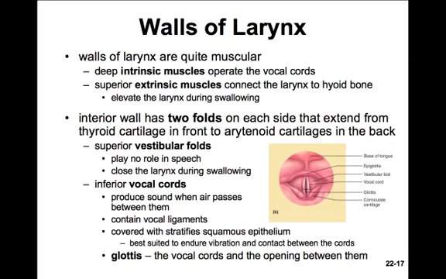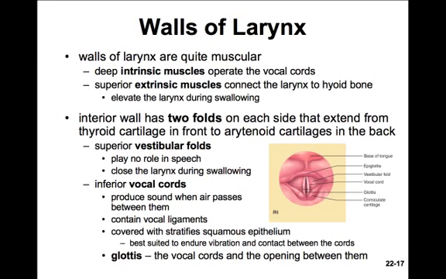The interior wall has two folds on each side. We have a larger fold and a smaller fold. They extend from the thyroid cartilage in the front to the arytenoid cartilages at the back. There's a pair of superior vestibular folds. These ones play no role in speech, but they are involved in closing the larynx during swallowing. These inferior vocal cords, or vocal folds, are the ones that produce sound when air passes between them.